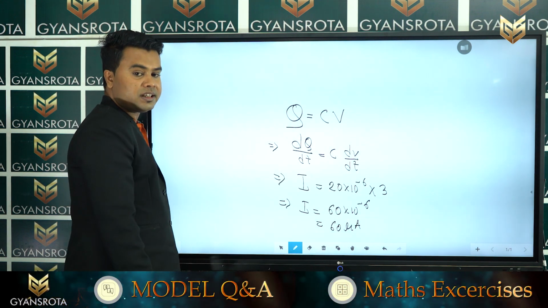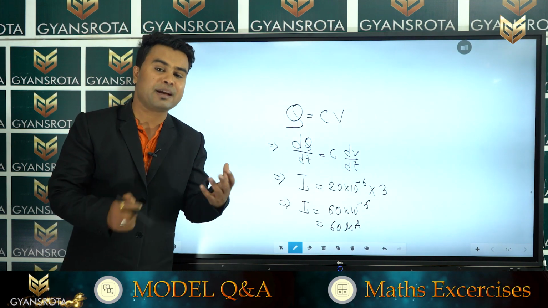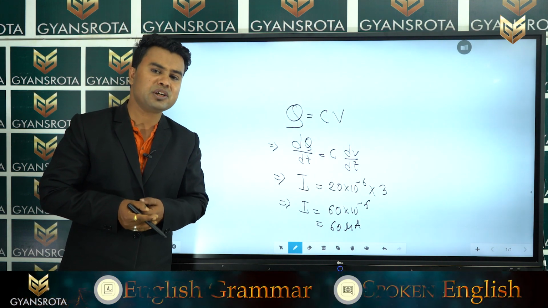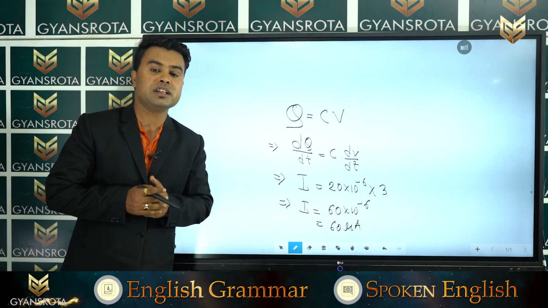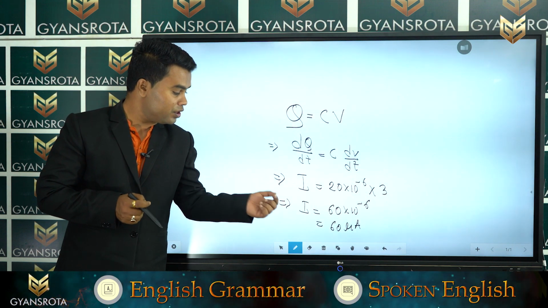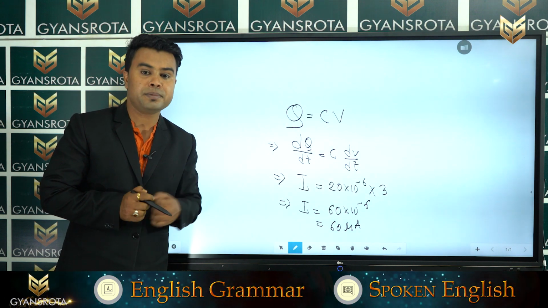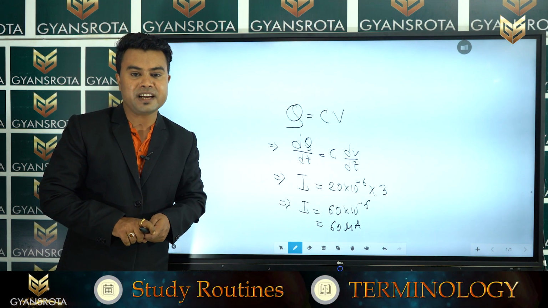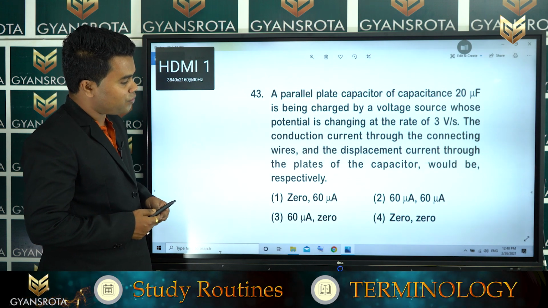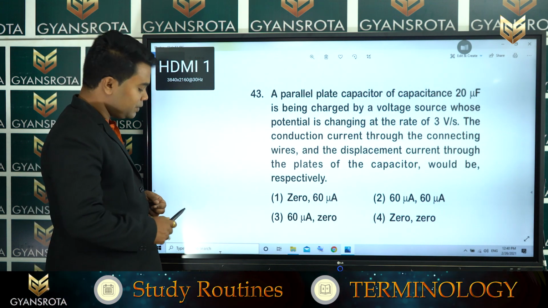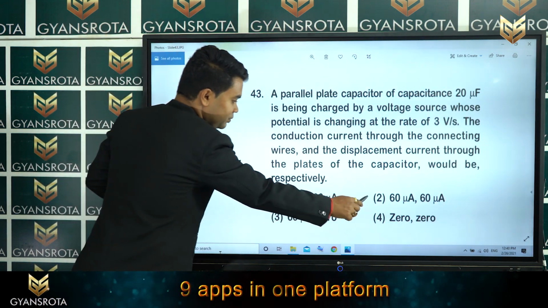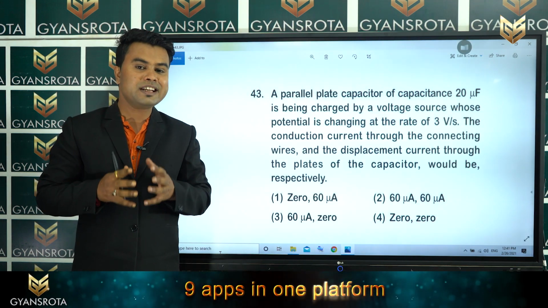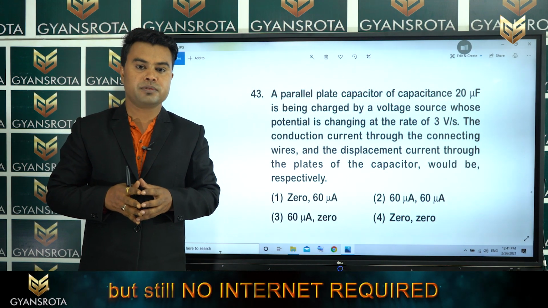But remember one thing, out here the conduction current in the capacitor is nothing but the displacement current only. Within that space only the current flows. So your conduction current is also 60 microampere, your displacement current will also be 60 microampere, right? If you look at question 43, option number 2 will be your correct answer. Now let us move to the next question, that is question number 44.